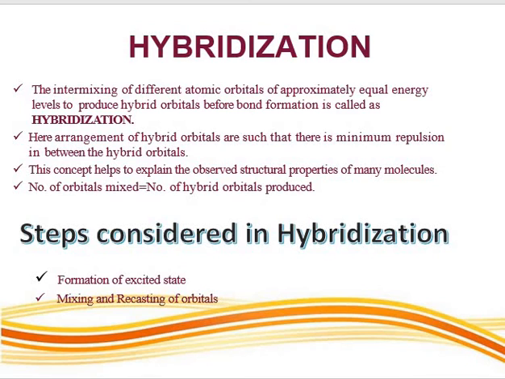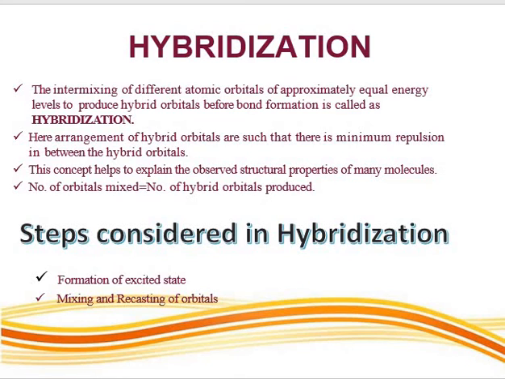In hybridization, the arrangement of hybrid orbitals is such that there is minimum repulsion between the hybrid orbitals. The concept helps us to explain the observed structural properties of so many molecules, and one important thing is the total number of orbitals which are mixing during the hybridization process. After the hybridization process, the same number of hybrid orbitals will be produced.